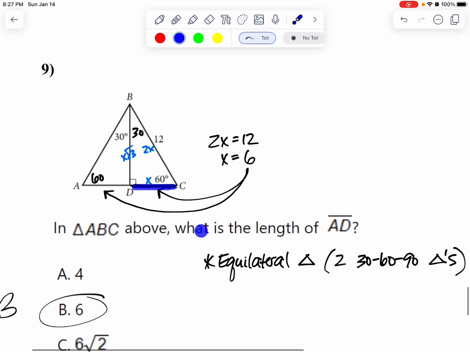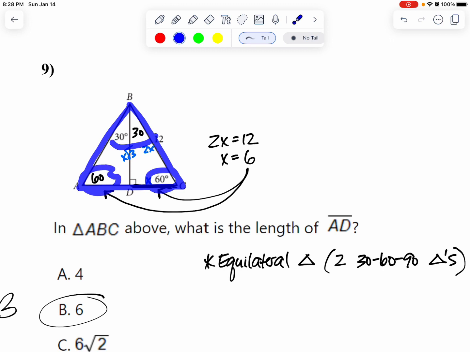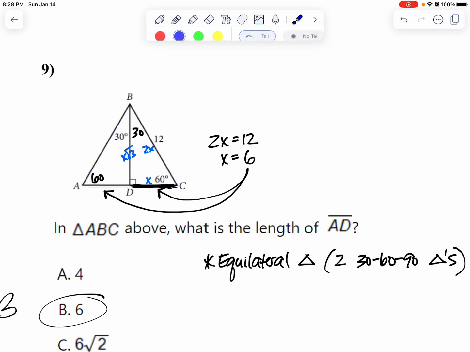Now, what is the question that they're asking me about? AD. Oh, okay, because this is an equilateral triangle right here, and how do I know that? Because this is 60, this is 60, and this is 60 right here. That's an equilateral triangle, which means that this whole side is 12, this whole side is 12, this whole side is 12, but they are asking me, you guys, about AD, which is the exact same length as this, which is labeled X, which is 6.